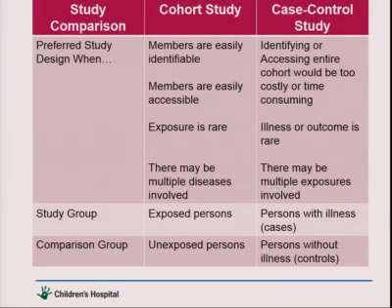So how do you know which one to use, cohort or case control? If the members are easily identifiable, if the members are easily accessible, and if the exposure is rare, you go with a cohort. However, if the disease is rare, or it's very difficult to find lots of people, that's when you go with a case control.